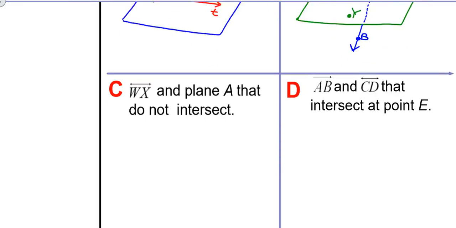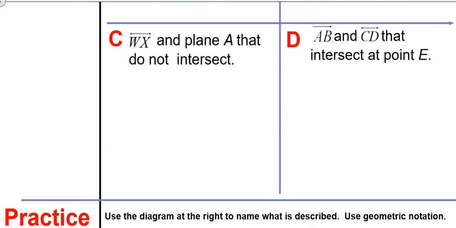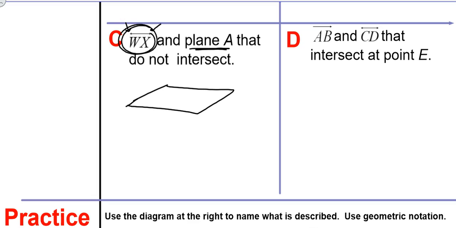All right, let's try questions C and D. For question C, we're going to start out with WX. Notice that we have arrows on the two sides, so that's a line, WX, and plane A. And they do not intersect. So this is a little bit tricky. If I draw my plane up here, I have to draw plane A label. I have to draw line WX so that it does not intersect that. Now a natural place would be to put it lower or on the bottom.